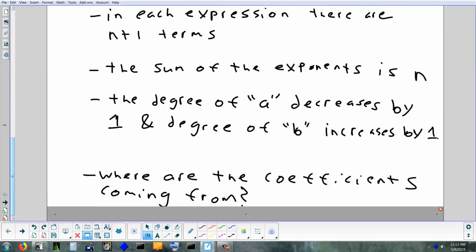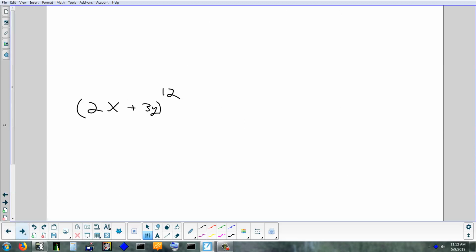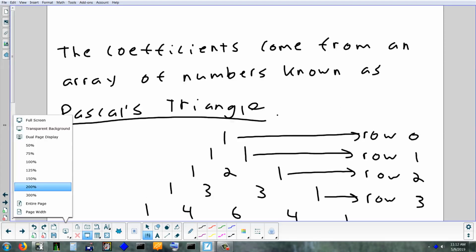So knowing all these patterns, we should be able to expand a binomial to a power without having to really do any foiling. All we have to do is basically follow a pattern. And there's a few things to remember, like some exponents are going down, some exponents are going up, but this is the hardest one to deal with, where the coefficients are coming from.